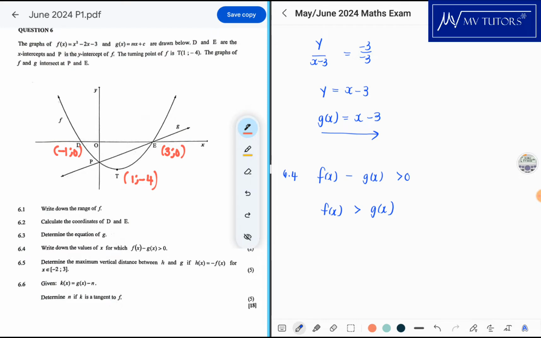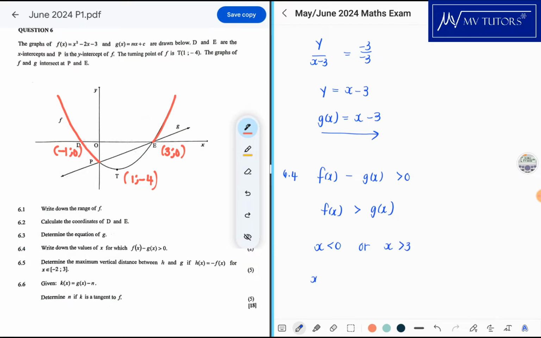So I see here, straightforward, that the y values of f are big up until we get here at P, okay? And then it's the y values of g that are big until we get to E. And then again, I see the y values of f are bigger after E. So basically from P going to the negative infinity, that's where f is big. P is where x is 0. So where x is smaller than 0, or where x is bigger than 3.